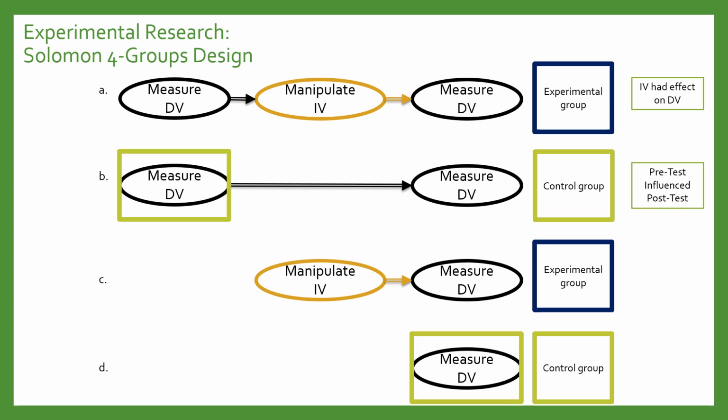All right. So if you see a big difference between the pretest measure of the dependent variable in group B and the post-test measure for the dependent variable in group D, this means that something happened in between measurements that had an influence on the dependent variable. You could also just look at the difference between pretest and post-test in group B for that as well.